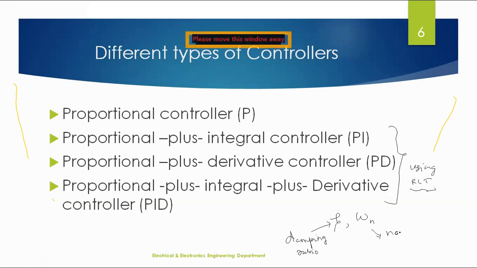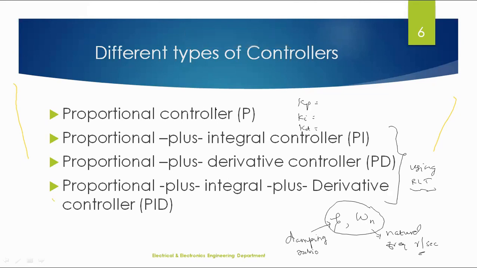So omega n is nothing but our natural frequency, and the unit is radian per second. Using these two parameters, we are going to design Kp, Ki, and Kd. Mostly we can't use the proportional controller alone, because it will produce a constant steady state error. That's why we can't use that P controller.